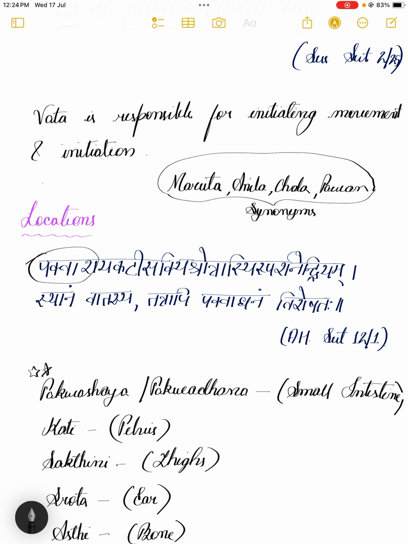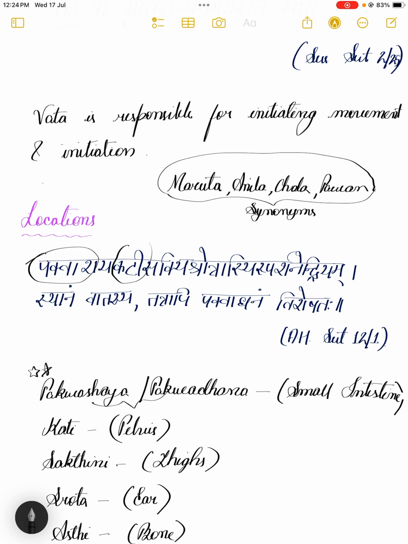In Ayurveda, Pakwadhan and Pakvashay, these both the terms are actually synonymous, as a result of which Pakwadhan is sometimes used in place of Pakvashay. Now what is Pakvashay? Actually in Ayurveda it can be correlated with the small intestine, whereas some Acharya also compare it with the large intestine as well. So it is one of the locations of Vat dosh.